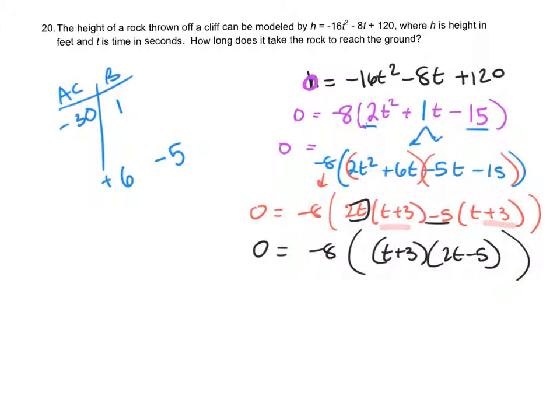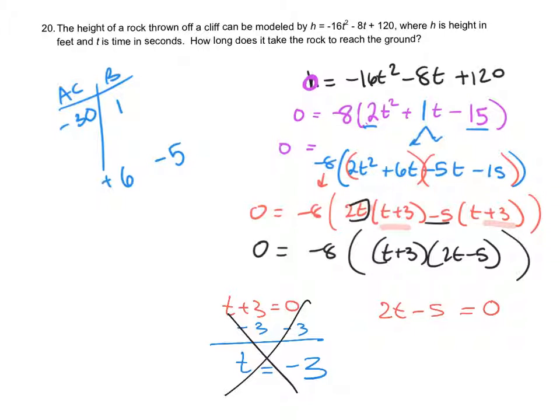The next step is to set each part that has a variable equal to 0. So I set up my two parentheses. I set t plus 3 equal to 0, and I set 2t minus 5 equal to 0. And when I do that, I'm going to get that t is -3, so that's telling me that 3 seconds before I kick the ball, I'm on the ground, or before the rock is thrown. So that's irrelevant because that's a real world application. You can't have negative time.